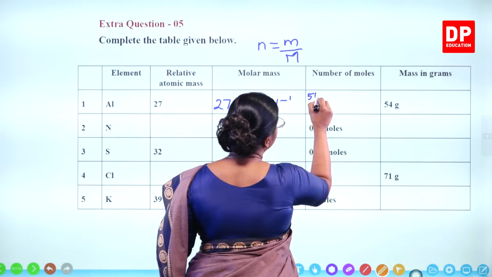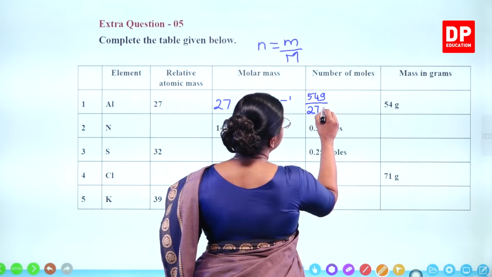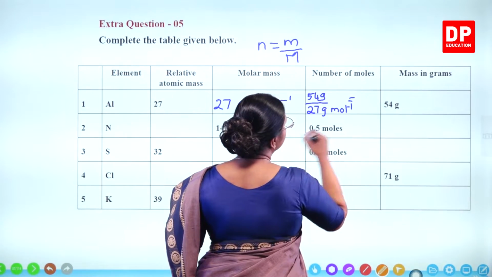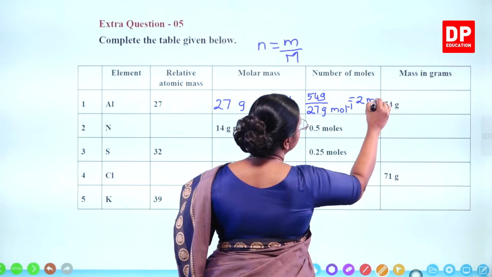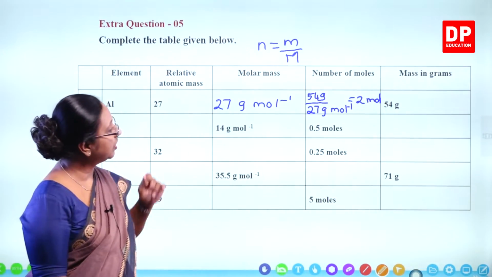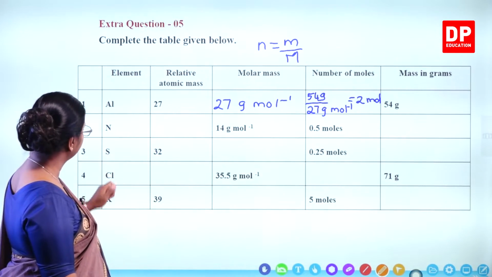So 54 grams divided by 27 gram per mole. So that will be equal to 2 moles. That is the answer there. I am sure you can do it that way. Then let's look at the second one.